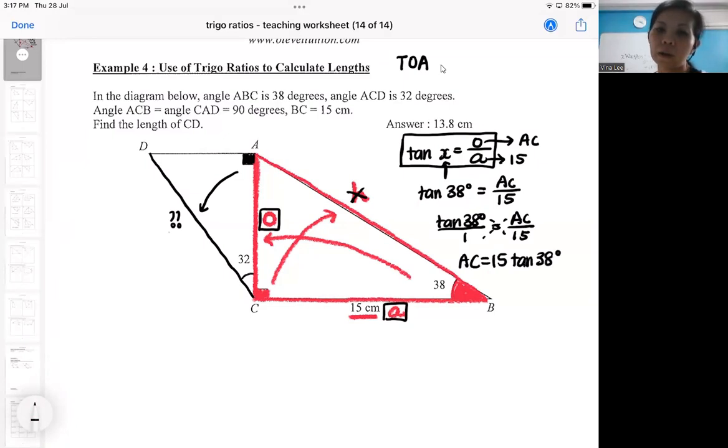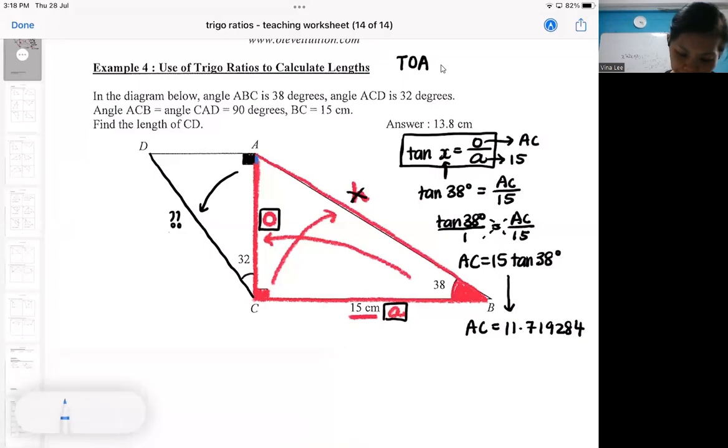Set up for your cross multiplication. So if you look carefully, your AC is not your final answer. So you can choose to leave it like 15 times tangent 38, or you can punch it out. But if you're going to punch it out, you've got to remember it's not a nice number and this is not your final answer. So you've got to be writing a lot of decimals, because you're going to continue using that AC on the next triangle to find CD.